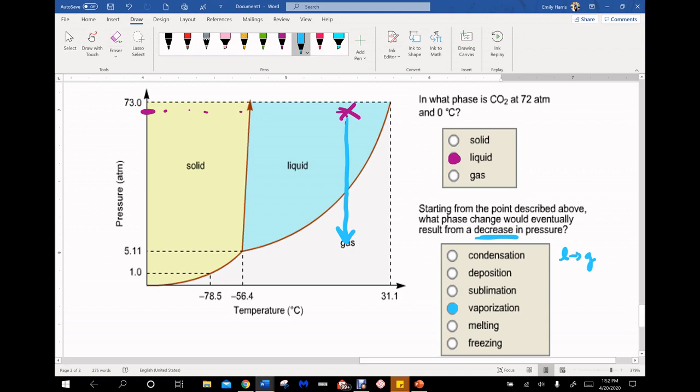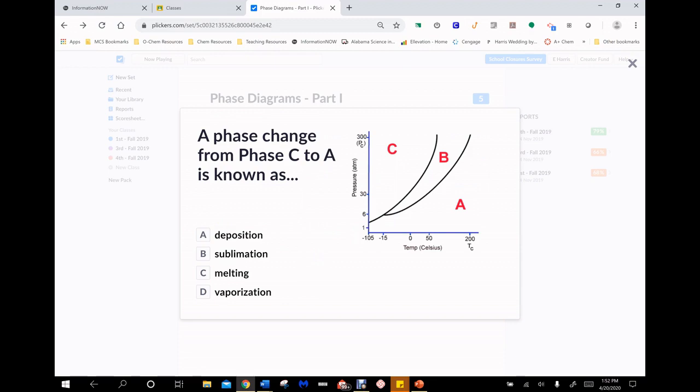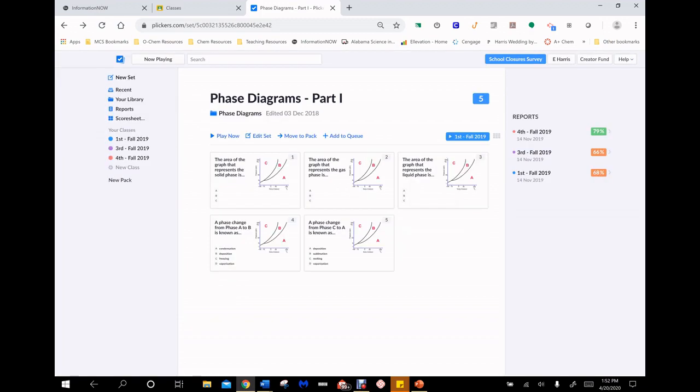Okay, and so right quick, I'm going to do just a few more phase diagram practice problems with you from Plickers. So let's see, let's do this one. It says a phase change from C to A is known as what? So if you remember, C is our solid phase, A is our gas phase, and so we would be passing from C to A. And so solid to gas would be sublimation. All right, so C to A is sublimation.